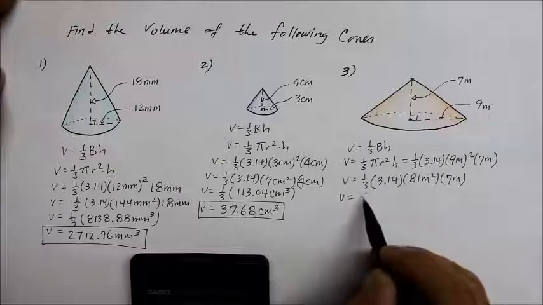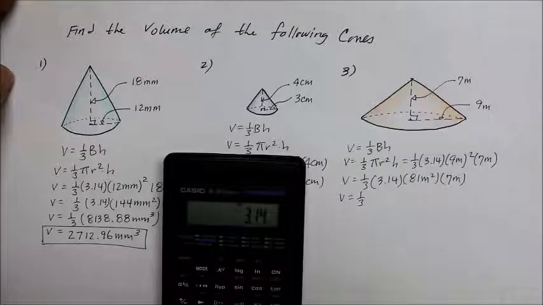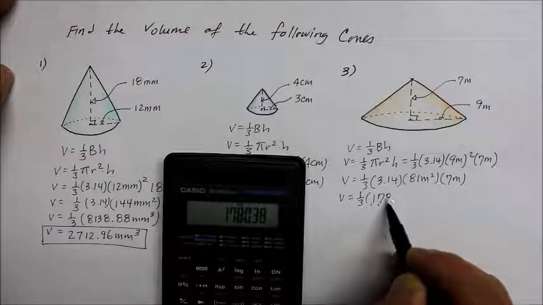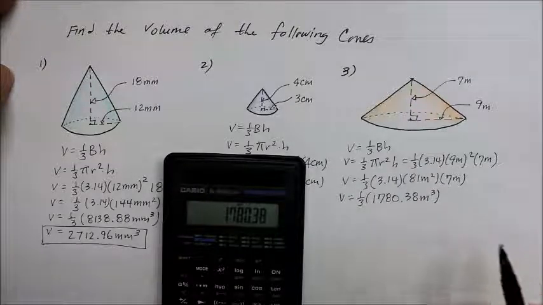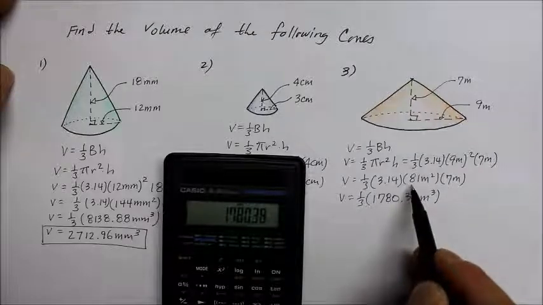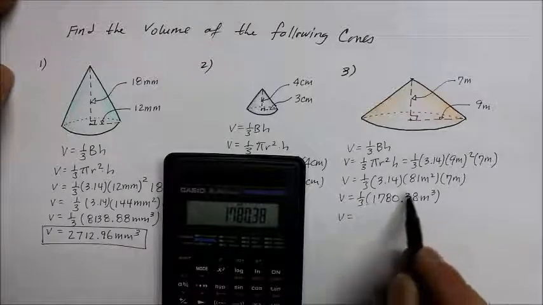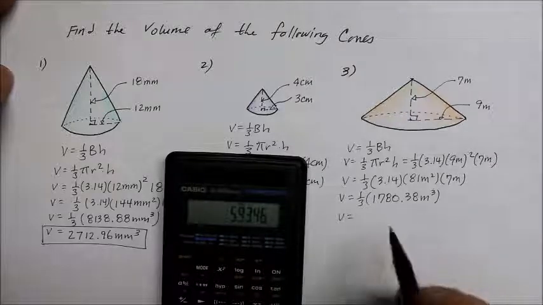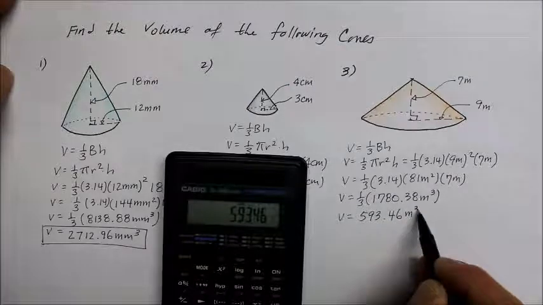And then everything but the 1/3, let's multiply across. So we get 3.14 times 81 times 7 equals 1780.38 meters squared times a meter is meter cubed. Of course, you could simplify even before you do that. But since we have a calculator, we just follow the procedure. And take that number, 1780.38, divided by 3. And we get 593.46 meter cubed.